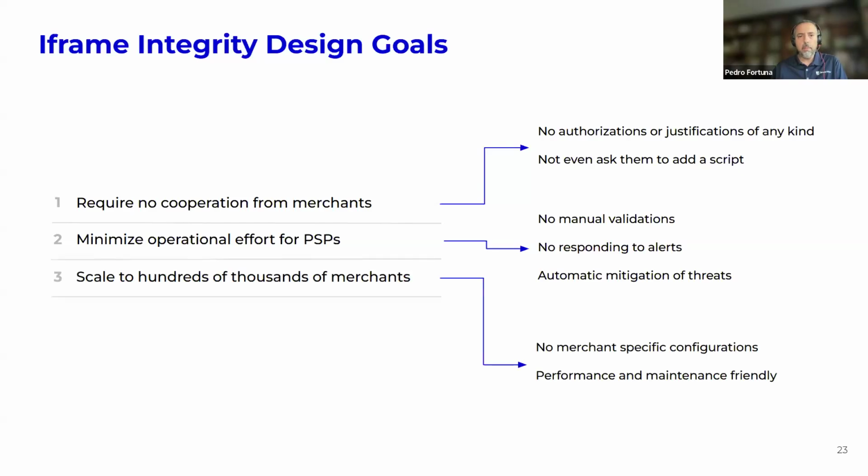And last, but certainly not least, the solution must be able to scale to hundreds of thousands of smaller merchants. So we knew right away what that meant, that we would have to avoid merchant-specific configurations. So overall, the solution needed to be performant, efficient, and low maintenance.